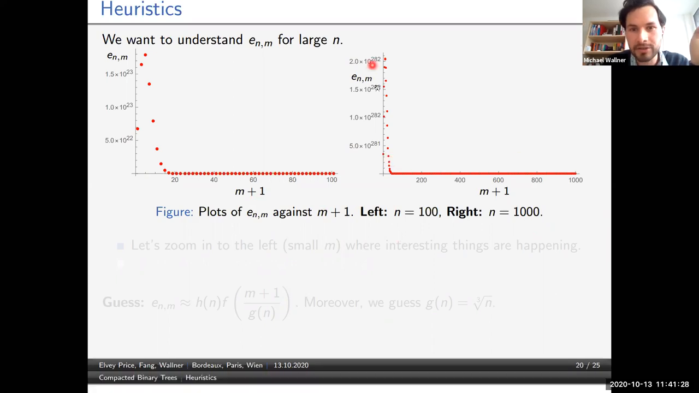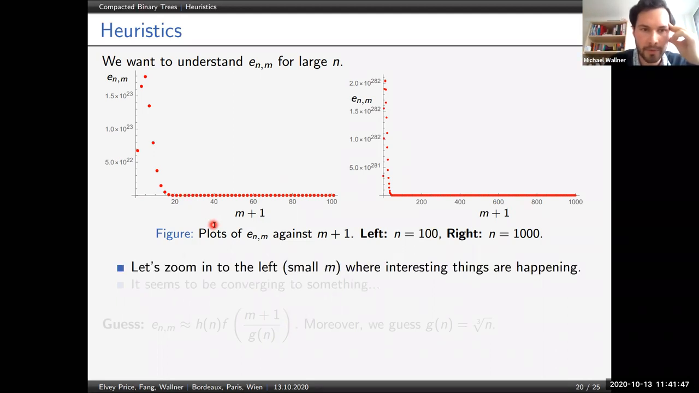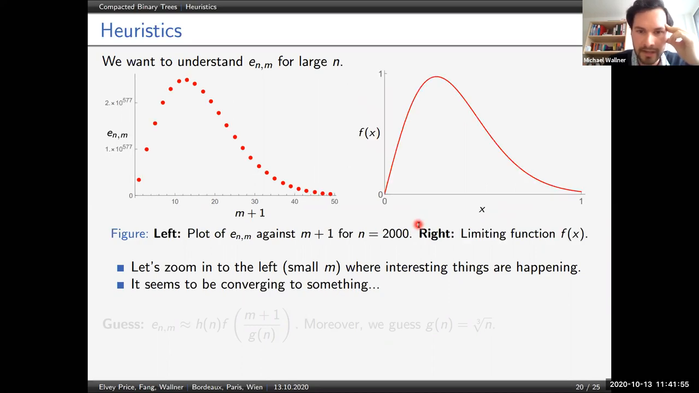So we see a similar picture as Antoine showed before. Some peaks happening here, and other stuff here. And it's very big as well, like in Antoine's case. What we are actually interested in here are paths with M equals zero. So we want them to come back to the x-axis again. Okay, so let's zoom in a bit onto the left part here. If we zoom in, we see something happening. Now I'm zooming into the left part, and let's make N a bit bigger, like N equals 2000.